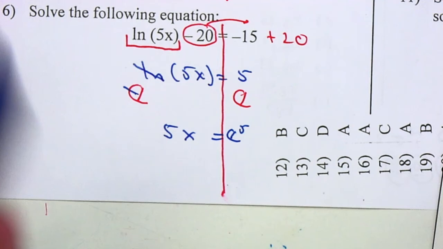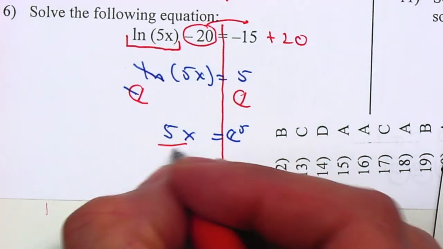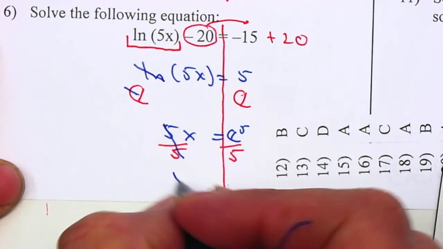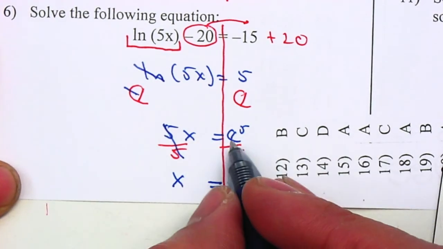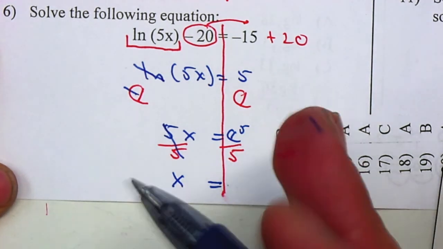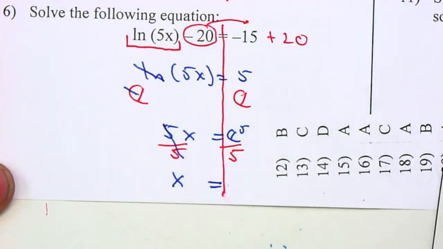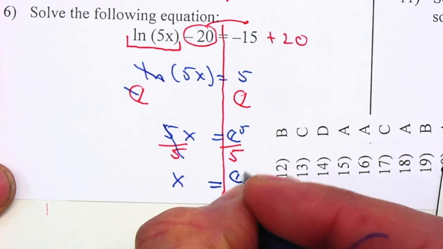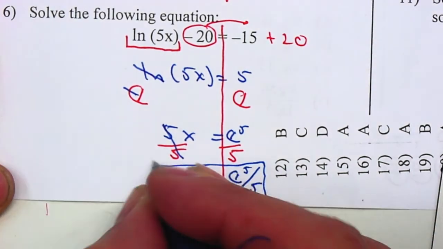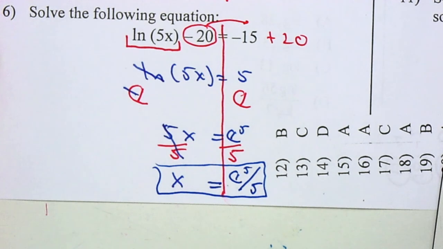Now I can get rid of the 5. I can divide by 5 on both sides. So my answer is x is equal to e, which is 2.7. 2.7 times 2.7 times 2.7 times 2.7 times 2.7, then divide by 5. Or we can just leave it as e to the 5th divided by 5. If you have a calculator, then we can just type that in and it will give us an approximation.